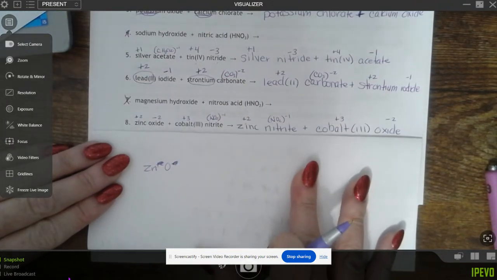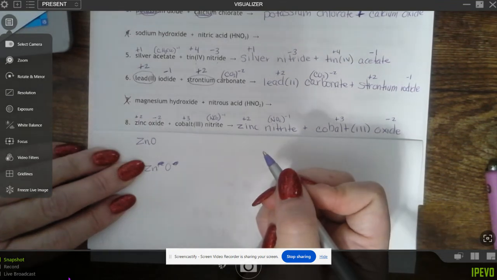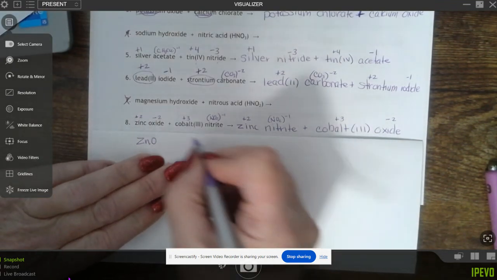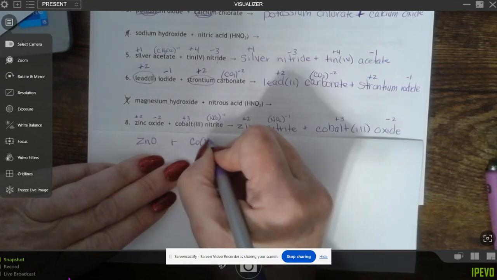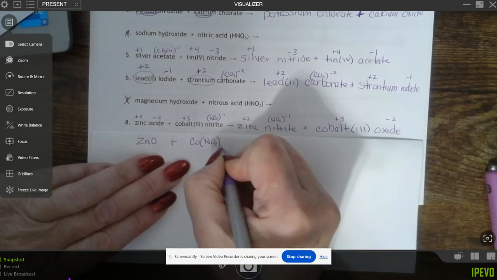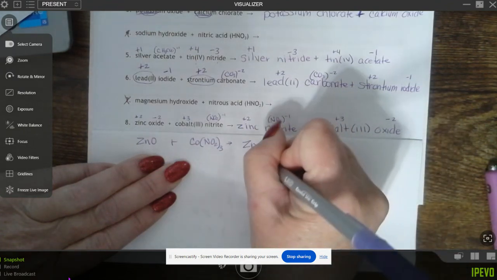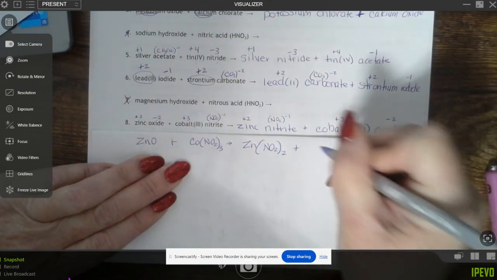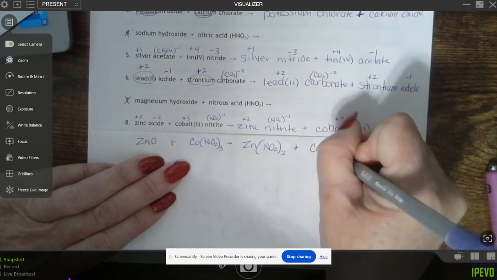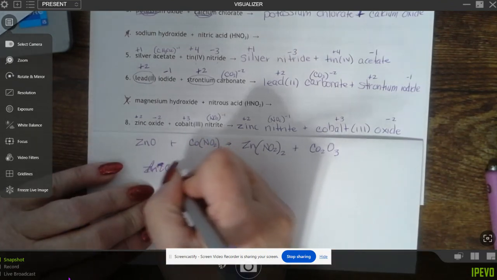All right, so I have ZnO, those charges cancel each other out, plus Co(NO2)3 produces Zn(NO2)2 plus Co2O3. Woo. All right, now I shouldn't put that there.